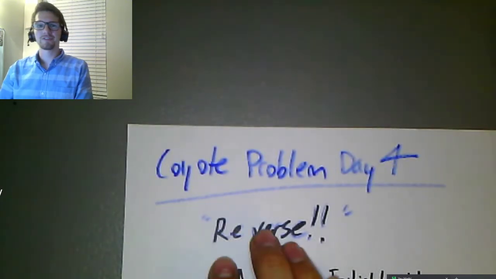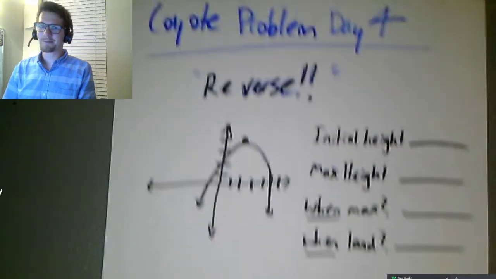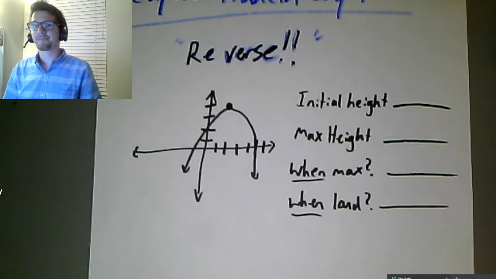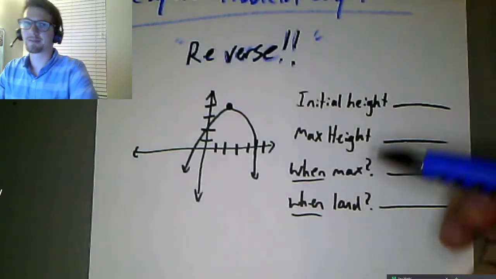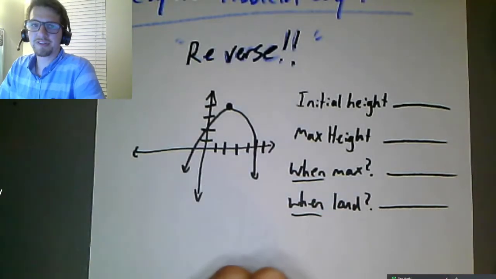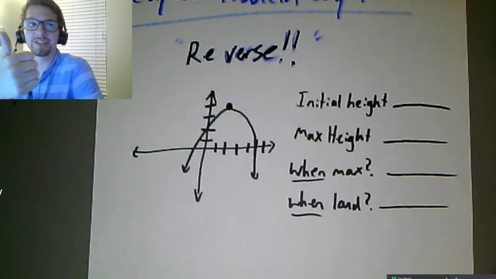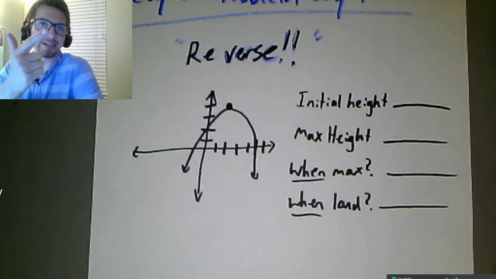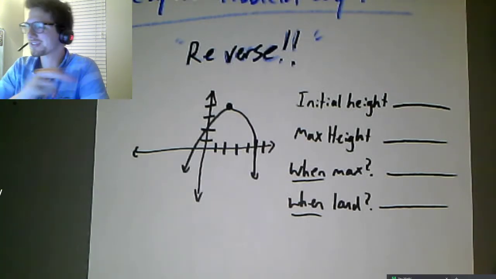And today we're going to do, how do you do a Coyote problem in reverse? What do I mean by that? If you're given the graph, how do you find the answers to the questions without a word problem? So this is where we pull back from when we did the section on graphing. What you do is you look for the three things we're using. Number one, the y-intercept. Number two, the vertex. And number three, the furthest right x-intercept.